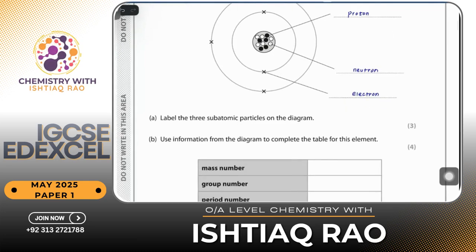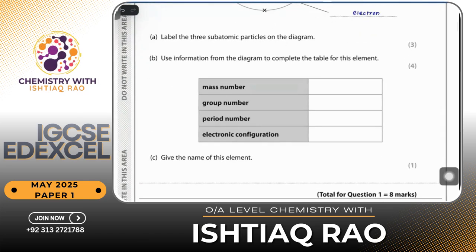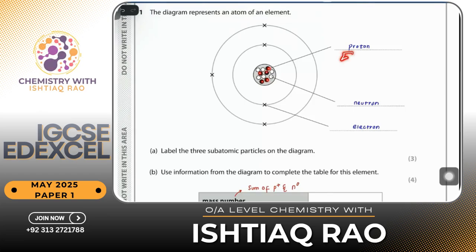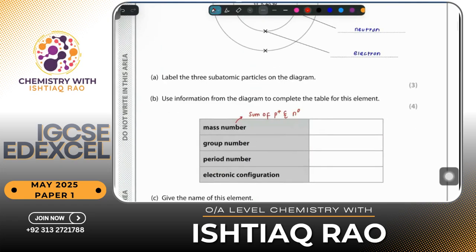Use information from the diagram to complete the table for this element. Mass number. We know that mass number is the sum of protons and neutrons. So how many protons do I have? One, two, three, four, five. 5 protons I have and 6 neutrons I have. So it's going to be 11.